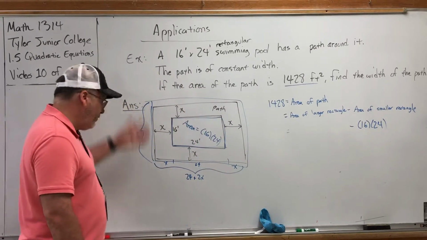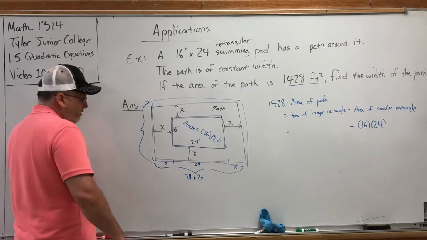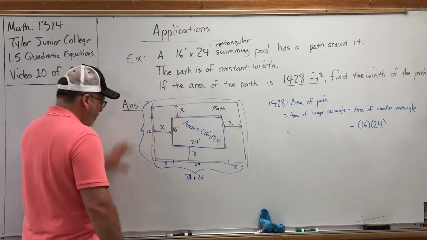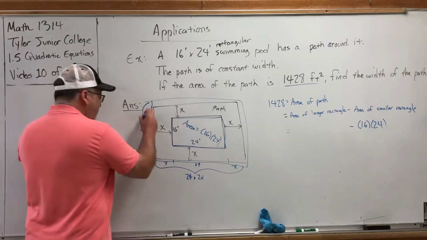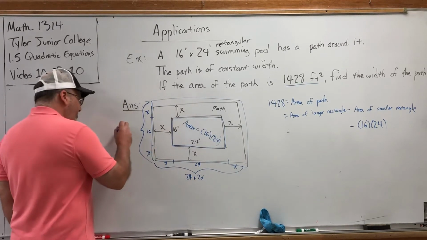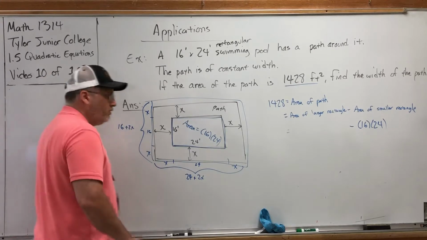What about the width of the big rectangle? Is it 16? No, 16 is just from here to here. We're missing this piece, which is an x, and this piece, which is also an x. So the width is 16 plus 2 of the x's.